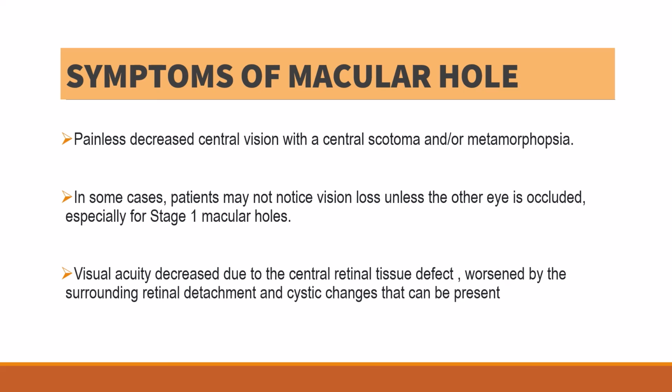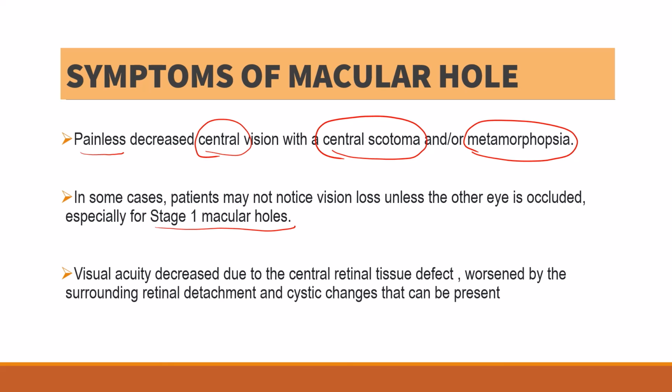Coming to the symptoms of macular hole, usually the patients will have a painless decreased central vision, because the fovea is in the center, so the patient has central vision problem. They will have a central scotoma, or sometimes they will have distorted vision, which is called metamorphopsia. In many cases, the patient may not even notice any vision loss unless the other eye is occluded. This is especially true if you're dealing with stage 1 macular holes, which do not present with much symptoms.